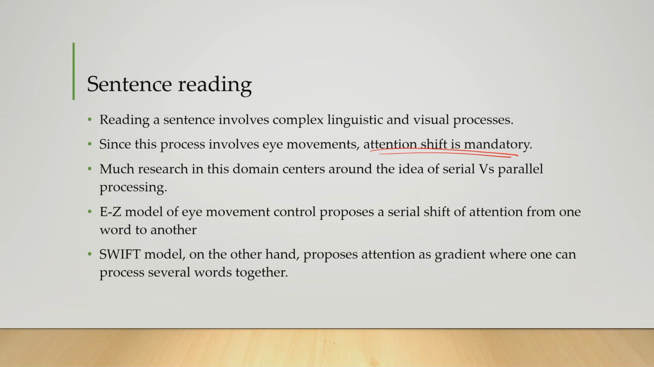sentence reading from two perspectives, whether it is serial processing or whether it is parallel processing. There are two models, we will not go into the details for brevity of time, but these are the two important models that have been given towards understanding how the eye movement control actually happens. The EZ model talks about serial shift of attention from one word to another. When we read a given sentence, we read one word after another. We move our attention, there is a shift that happens, but the SWIFT model proposes attention as a gradient, where one can process several words together.